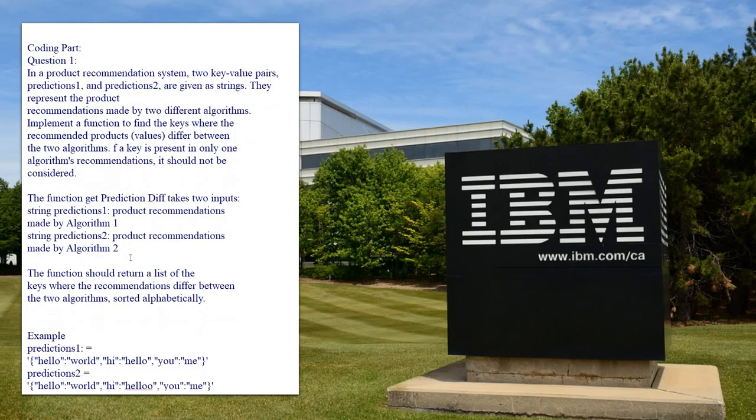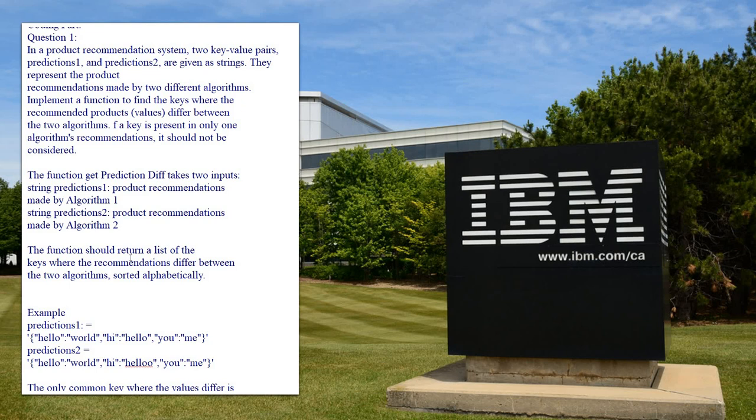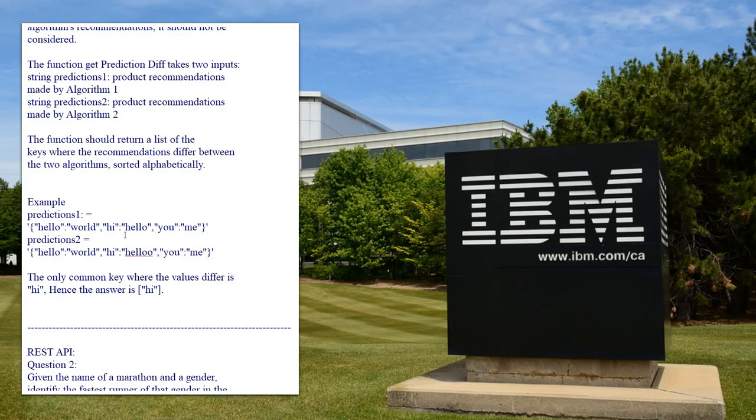You are just supposed to complete the function. As mentioned, there will be two strings, prediction 1 and prediction 2. You can see here the two strings, which are key and value pairs. In string 1 we have three pairs: for the key hello we have the value world, for hi we have the value hello, and for the next key we have the value me. This is the first string, prediction 1, and prediction 2 is the second string, which has the key-value pairs as follows.